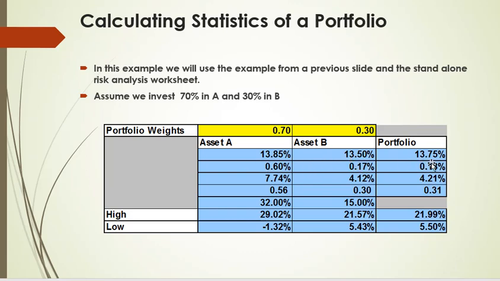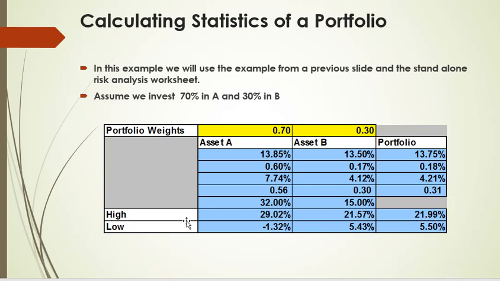13.75 is the average. What is the risk, though? The risk of A was 7.7. The risk of B was 4.1. But the risk of the portfolio is 4.2. Now that's not less than B, but remember, 70% of our money is in this higher risk element. So we do have some risk reduction at work here. The coefficient of variation is 0.31.